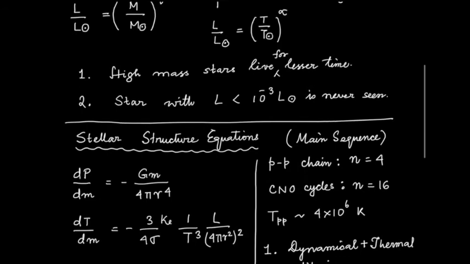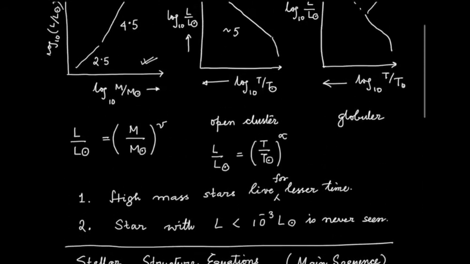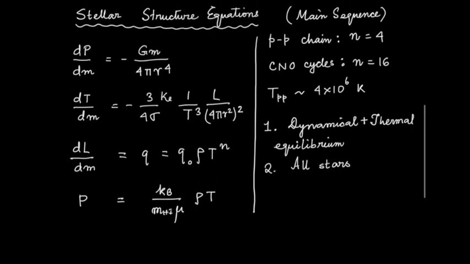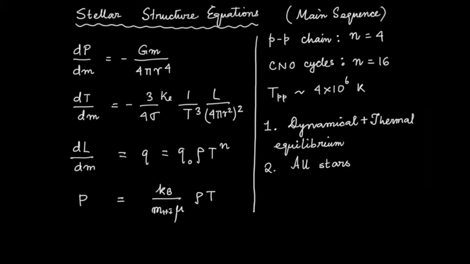So if I go back to the HR diagram, we are only talking about the main sequence. We are not talking about the red giant branch or the dwarf branch or this bridge that goes from the main sequence to the red giant branch, etc. So in the main sequence, all stars we say have the same composition.